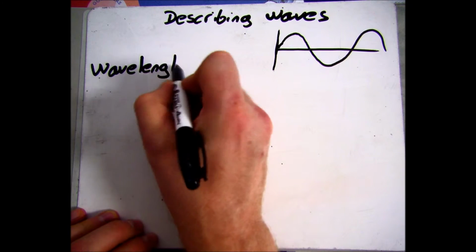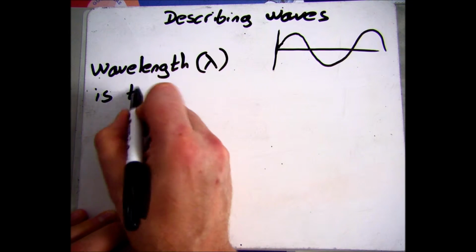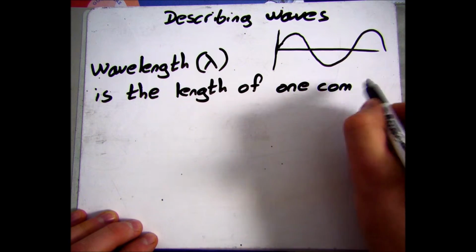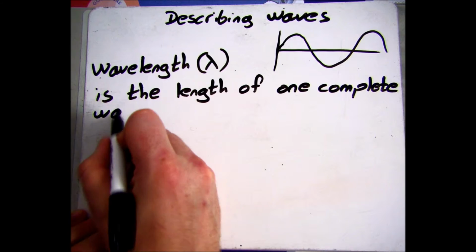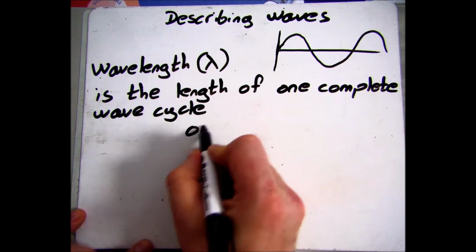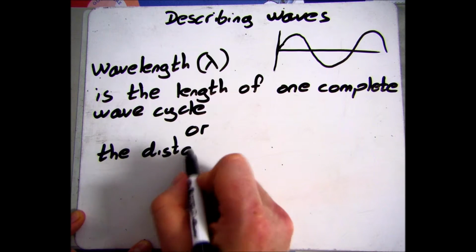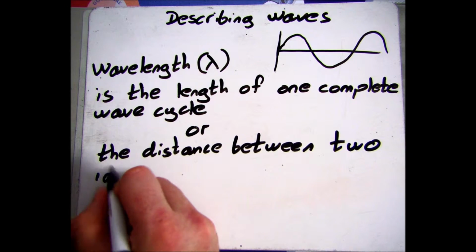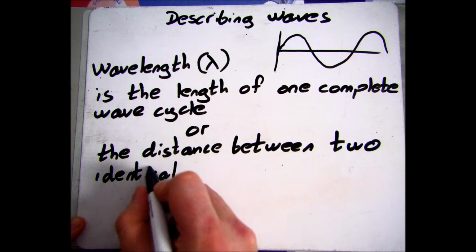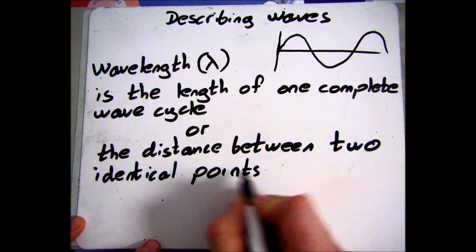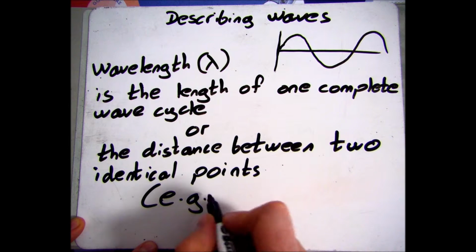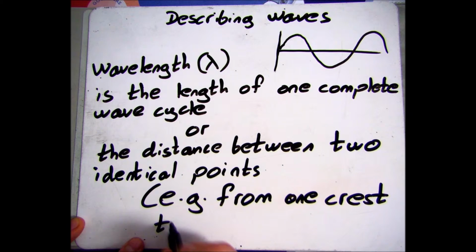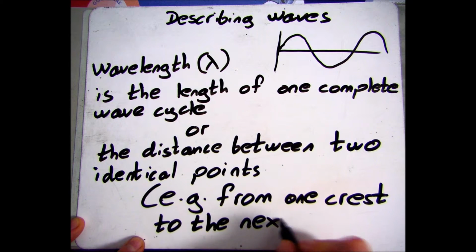So we can identify wavelength from a wave diagram, but we need to be able to define it. We might have the question, what does wavelength mean? Basically, wavelength is the length of one complete wave cycle. Or we could say it's the distance travelled from two adjacent identical points on the graph. So from peak to peak or from trough to trough. The key here being that they are the adjacent peaks or adjacent troughs.